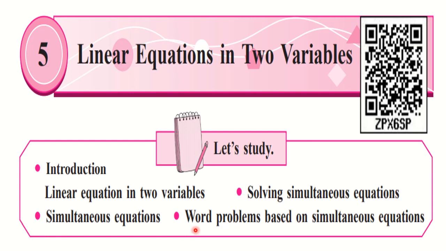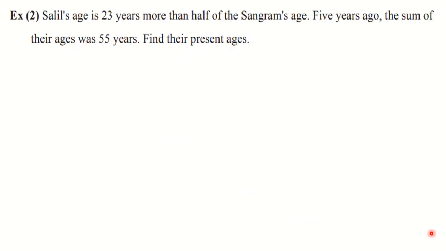Then in the previous lecture we started with word problems based on simultaneous equations. There are various types of word problems based on age, based on time and speed, then based on numbers, two-digit numbers and all. So we were discussing the solved examples. In that, the first solved example was discussed by me. Now let us go towards the second solved example.